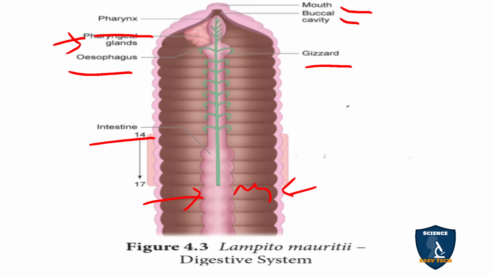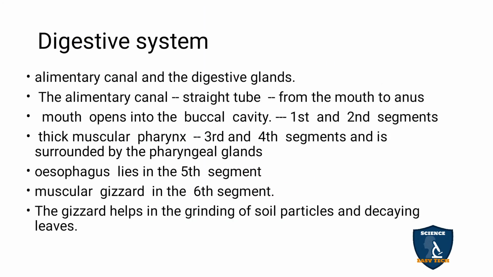Here in the intestine you have a small outgrowth-like structure called the typhlosole. The intestine also gives rise to a structure like this, called the intestinal caecum. In which segment it is present, we will see. First, the digestive system of the earthworm consists of the alimentary canal and digestive glands.